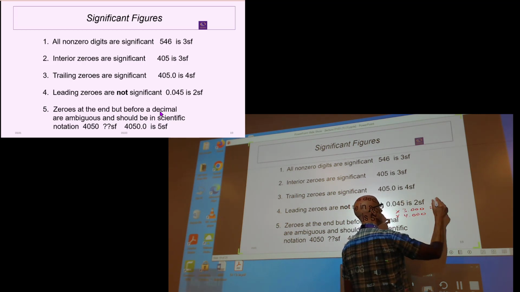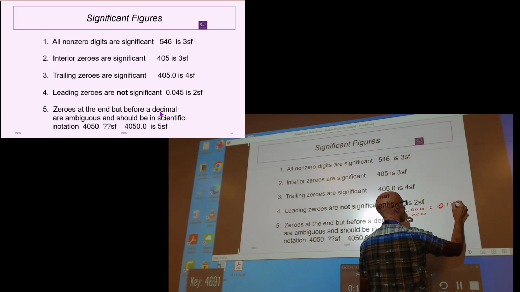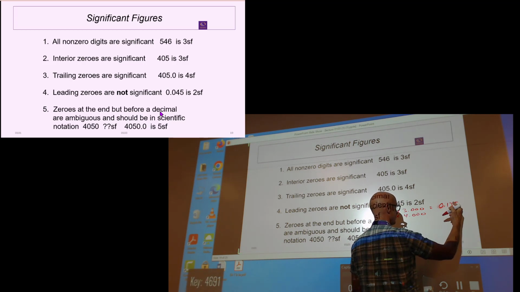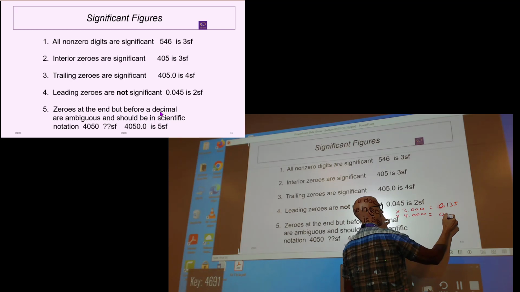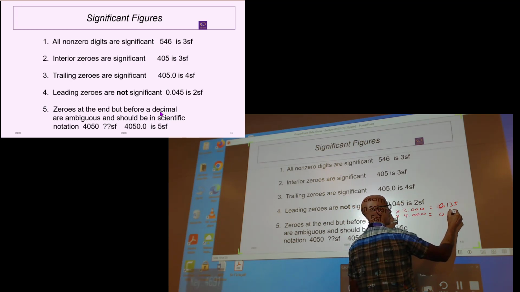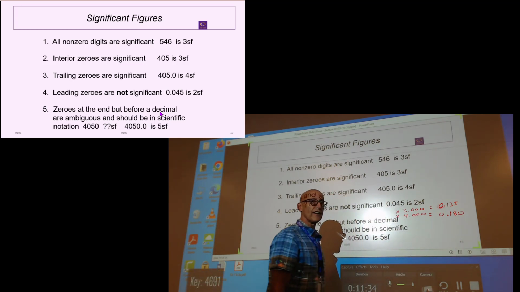0.135. Yes? Yes. Okay. Now, if I did this, what would I end up with? 0.118. And what's after that? Nothing? Nothing. Where's it varying?